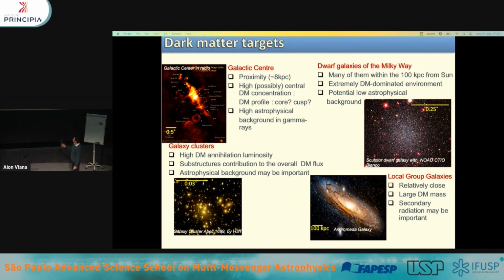They also have a very high dark matter annihilation luminosity predicted. They have a lot of substructures. Each galaxy basically is a substructure of the biggest halo. But in some clusters, you have to be careful because they also have astrophysical non-thermal emission. And then we can also look for local galaxies in our local group. One of the examples is the Andromeda galaxy. They are also relatively close to us. And in this case, we can also constrain with the secondary radiation that I just mentioned to you.